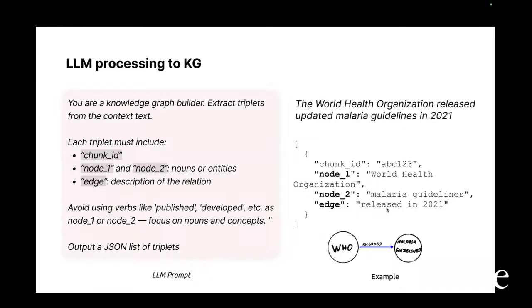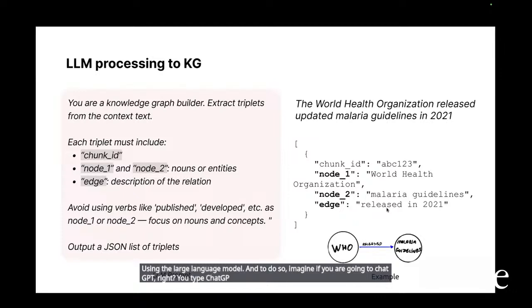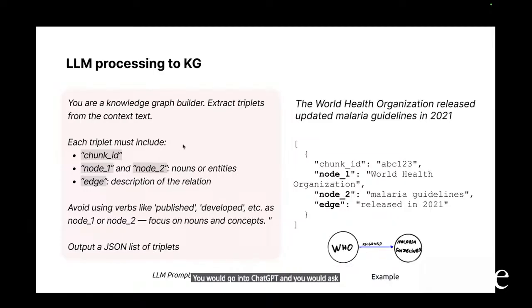And to do so, imagine if you are going to ChatGPT, right? You type ChatGPT online. We always use it. We use many different solutions as well. You would go into ChatGPT and you would ask it to do it. You are a knowledge graph builder. Extract triples from the context text. Each triple must include chunk ID, node for nouns and entities, and edge that describe the relationship. Avoid using verbs like publish, develop, etc. Focus on nouns and concepts and output in a format that I want specifically.